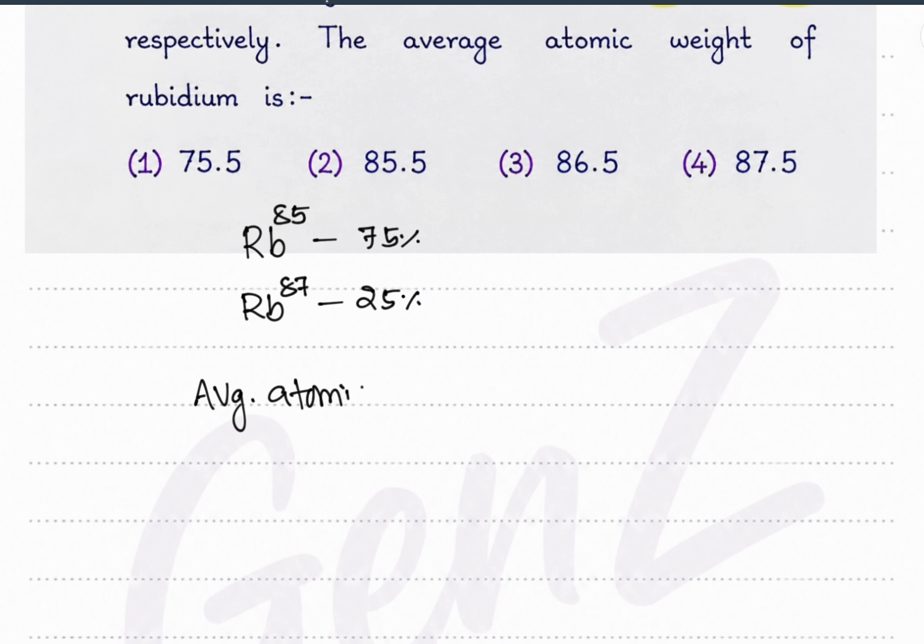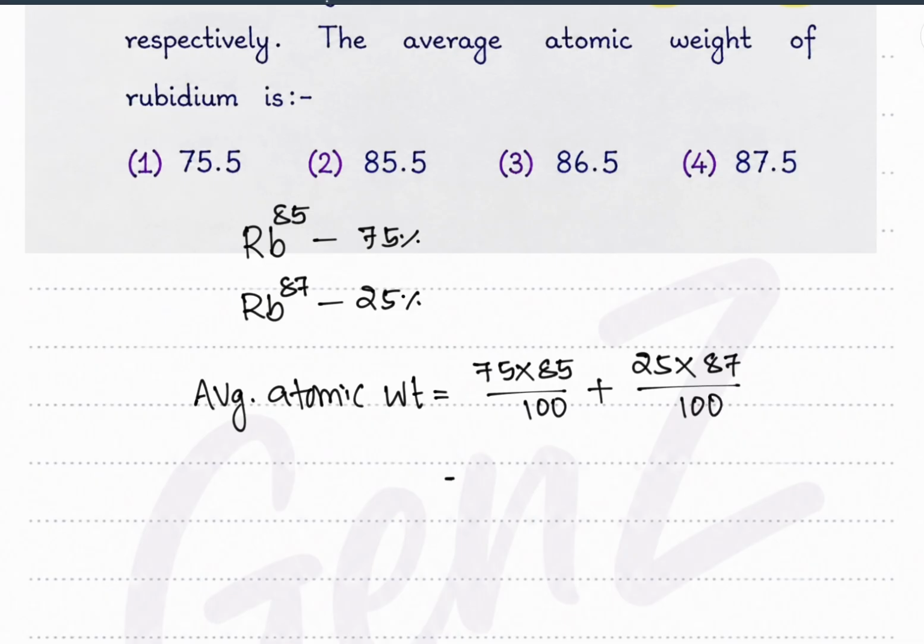Average atomic weight equals the sum of percentage abundance times atomic weight. Percentage abundance is 75 into atomic weight 85 divided by 100, plus the percentage abundance of the 87 isotope, which is 25%, into atomic weight 87 divided by 100. This is the average atomic weight formula. Let us see what value is exactly coming.